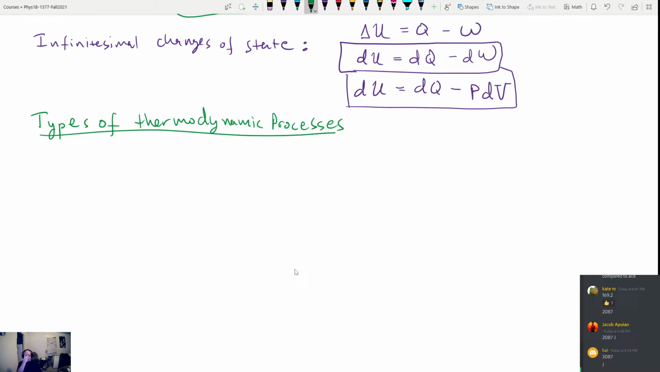Okay, these are kind of like four words you're going to have to memorize the meaning of, basically. It's not a lot to memorize. So the first type is adiabatic process. An adiabatic process is a process in which no heat enters or leaves the system.